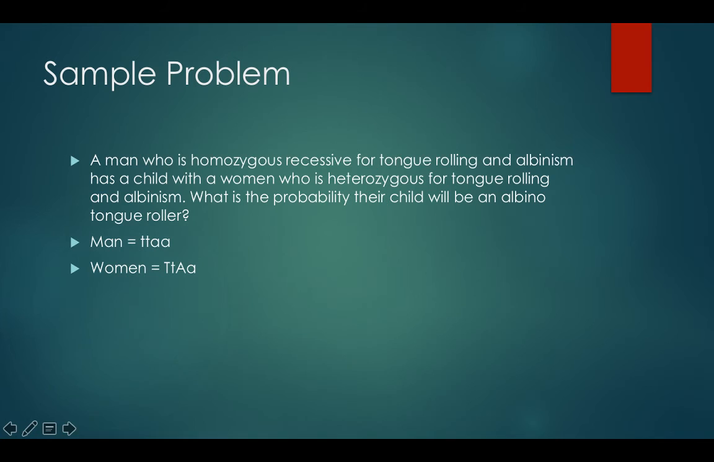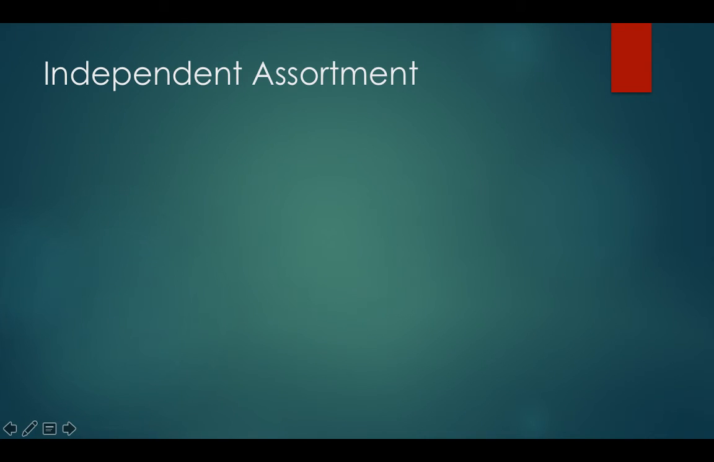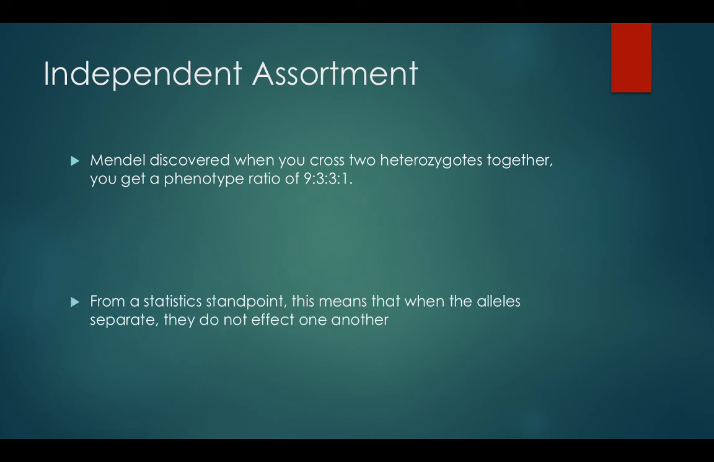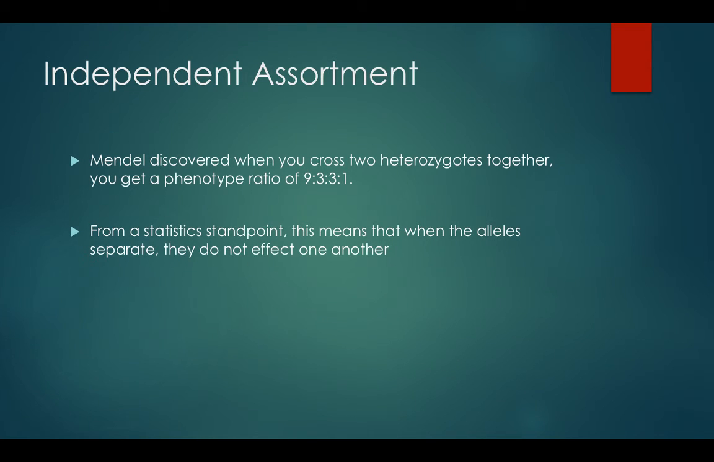Now you're probably asking the question, why do we care about 9:3:3:1 as a ratio? Well, the answer, unfortunately, is you have to wait for AP Biology. But what I can tell you is this. 9:3:3:1 tells us something. It tells us that from a standpoint of math, that means when the alleles are separating, they don't affect one another. So the Y allele does not affect the R allele in the previous example. They're independent of each other. This is called independent assortment.